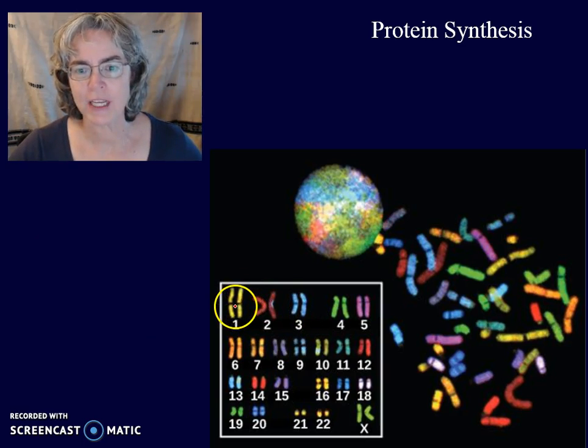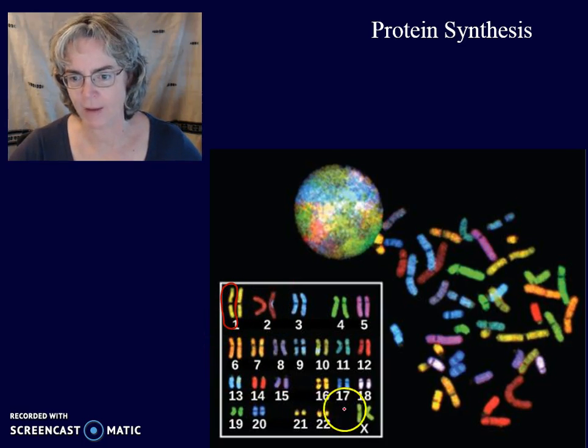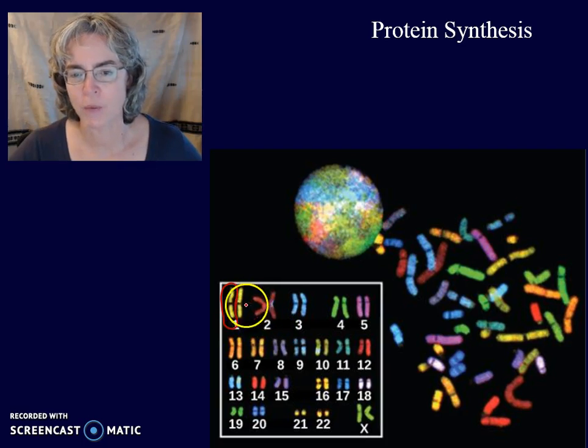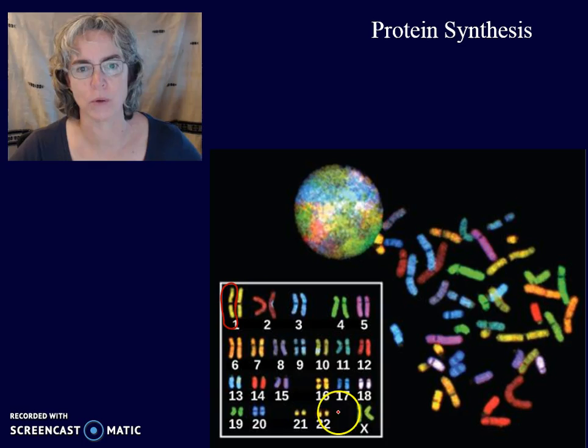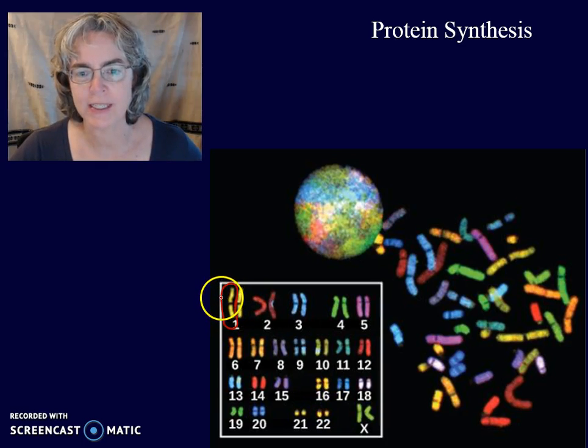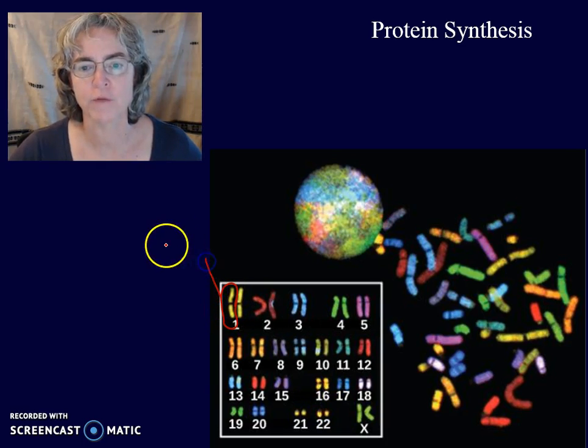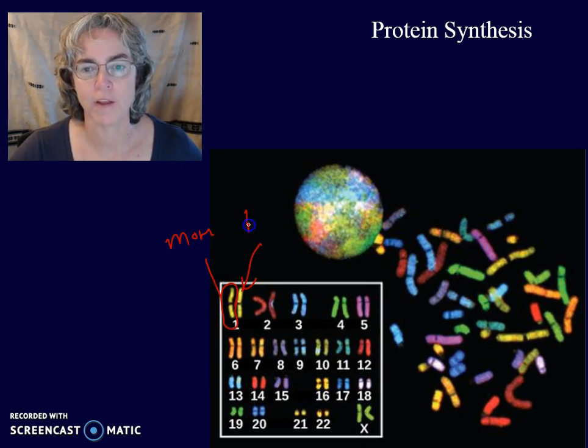Okay, so each one of these is one chromosome. So you can see that we have 46 of them, and we have 23 pairs of chromosomes. We get one set of chromosomes from our mother and one set from our father.